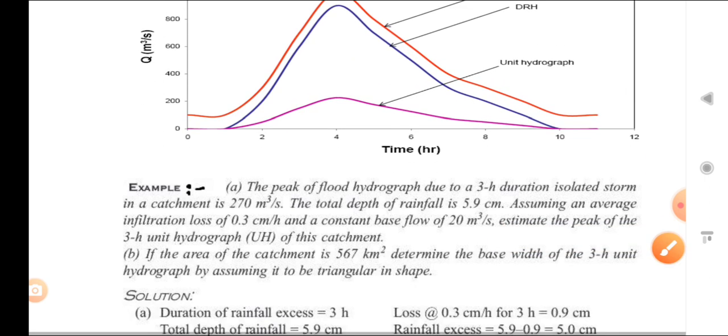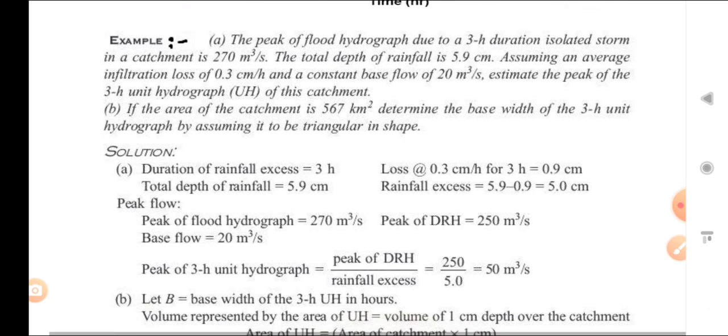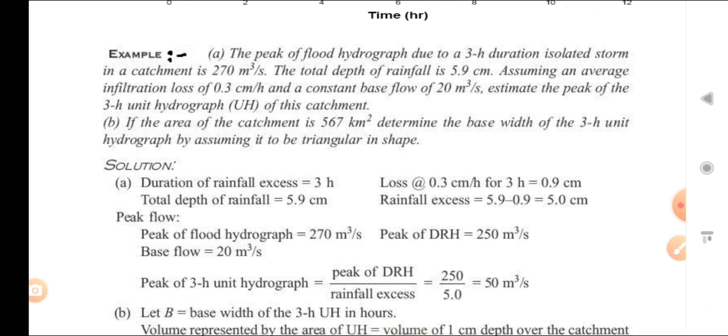Okay, now you can see the next example. There are two parts, A and B. I am reading it. The peak of the flood hydrograph due to a 6-hour duration isolated storm in a catchment is 270 meter cube per second. The total depth of rainfall is 5.9 centimeters. Assuming an average infiltration loss of 0.3 centimeter per hour and a constant base flow of 20 meter cube per second, estimate the peak of the 3-hour unit hydrograph of this catchment.